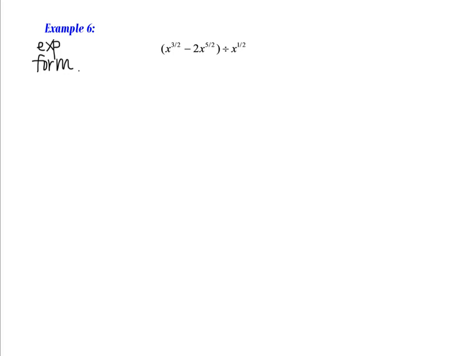Alright, the directions for this one are to simplify each expression and give our answers in exponential form. For this first one, I might go ahead and just rewrite the division sign with a division bar. It's just a little bit easier to look at, because what we're really doing is dividing this first term by x to the 1/2 and the second term by x to the 1/2. So I'm even going to rewrite it and split them up.